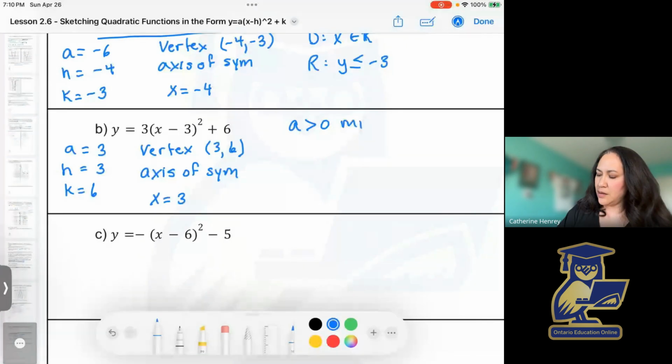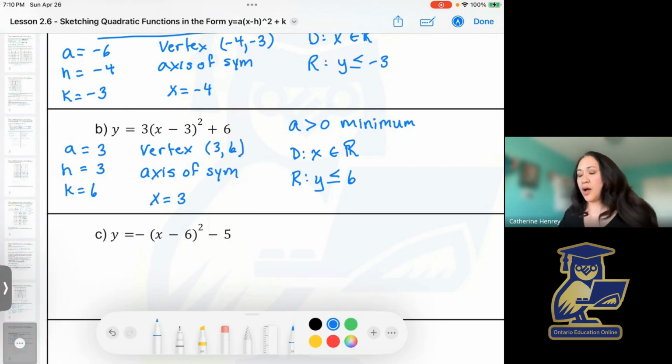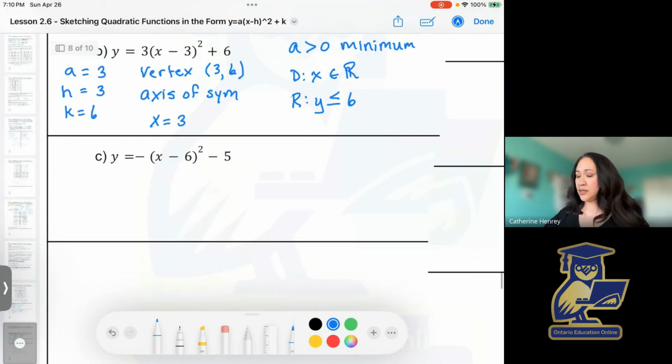The domain of a quadratic function is that x is an element of all real numbers, and y, or the range, is y less than or equal to 6, which is the y component of the vertex. I'll leave you with the third one to practice.